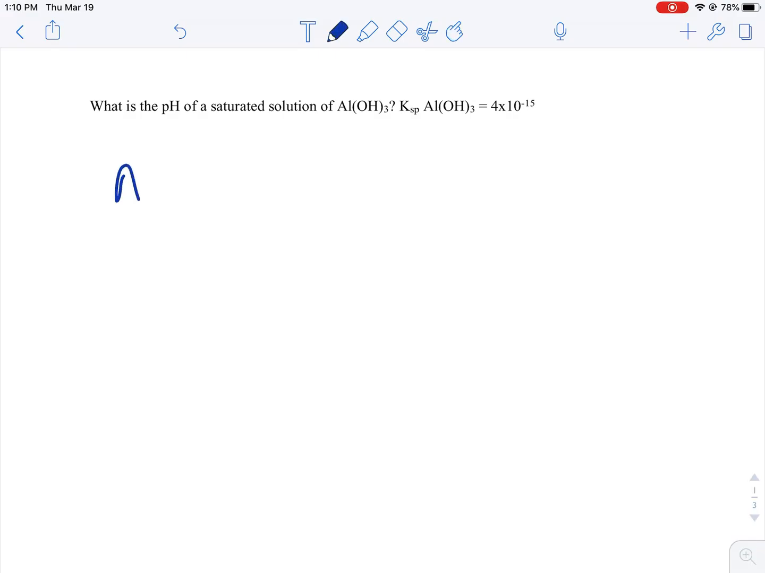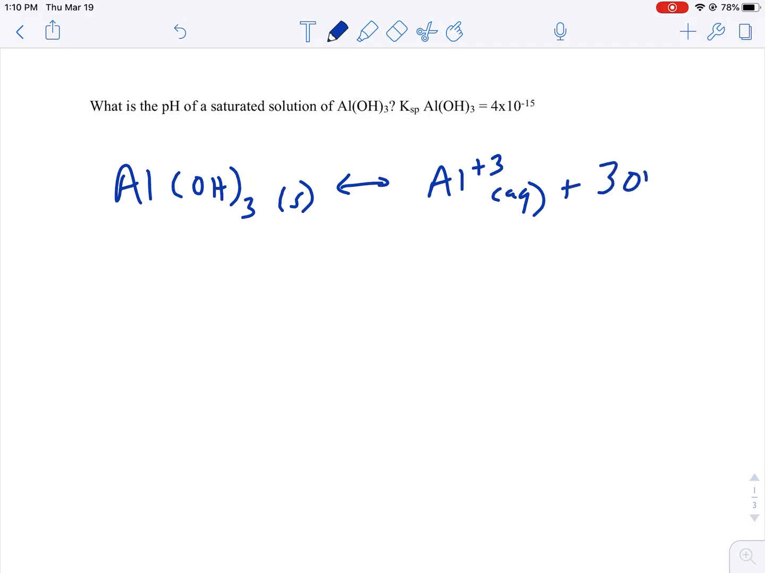We will write a dissociation equation for aluminum hydroxide. Now remember, when we do these, we always start with the substance as a solid, and then it's going to break into its ions, and those ions are aqueous. Because of that subscript of 3 for hydroxide, we will have 3 hydroxides being produced on the product side, which obviously plays a role in how we're going to go about solving this problem.